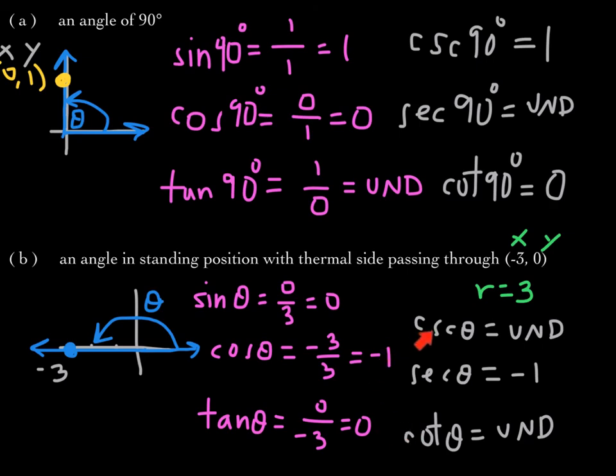Cosecant is r over y. Cotangent is x over y. Both of these two functions are defined with y in the denominator. And if the quadrantal angle has its terminal side lying on the x-axis, then that means the y value will be 0, making these two functions undefined.